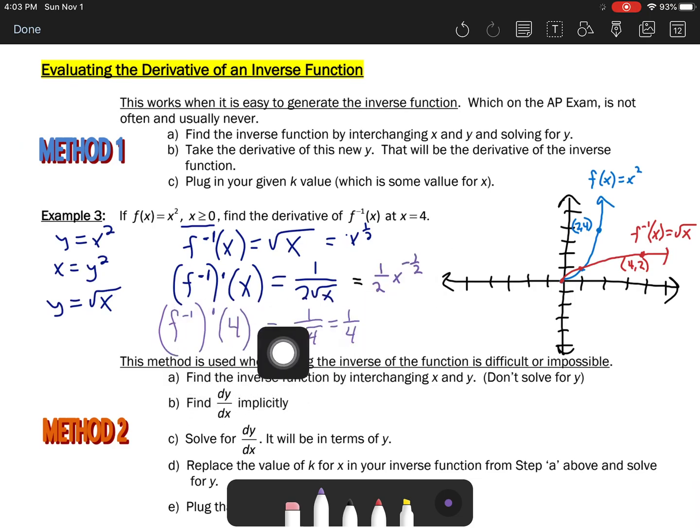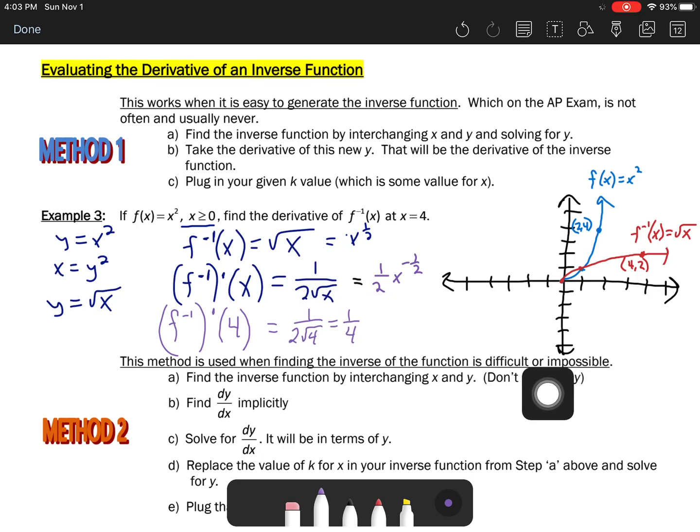Okay, so now that we've got the derivative of the inverse, we're going to do f inverse prime of 4. So that's where we're putting it in. We're putting a 4 in here, and so we're taking 1 over 2 times the square root of 4. So that's just going to be 1/4. Okay, so there we've done what they've asked us to do.